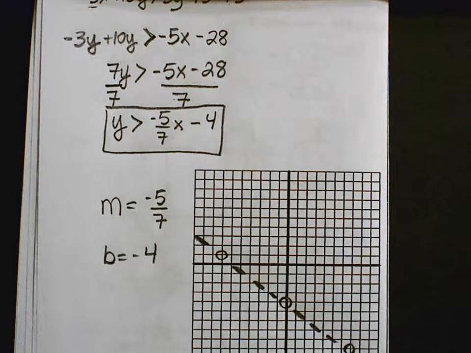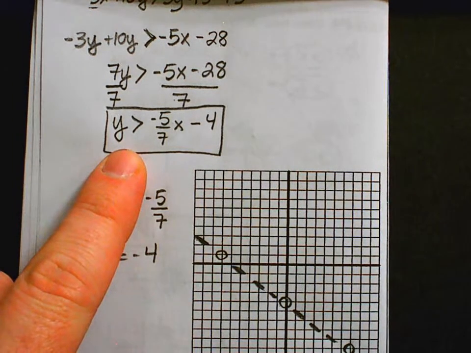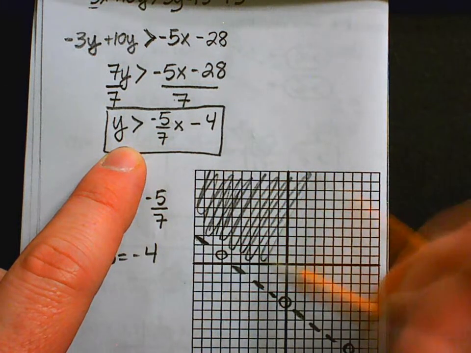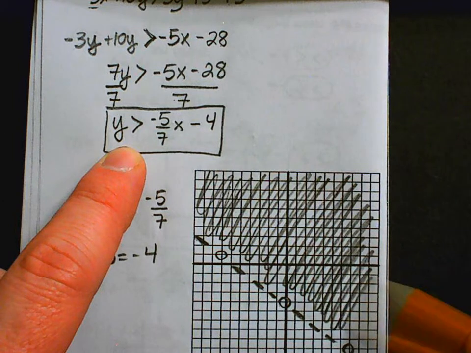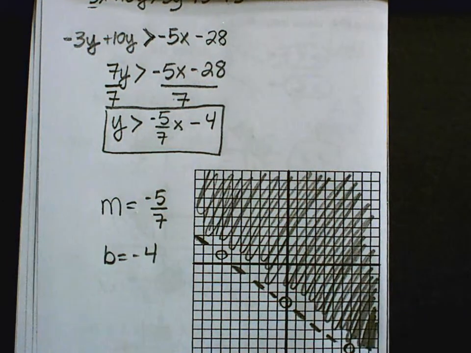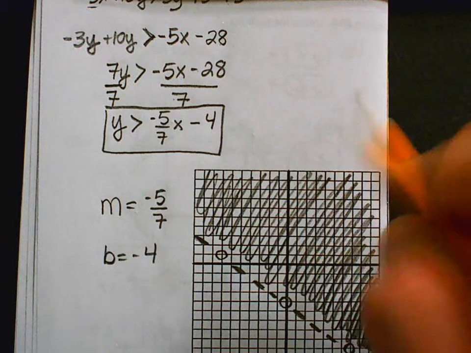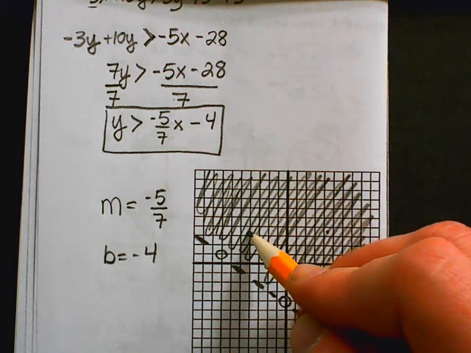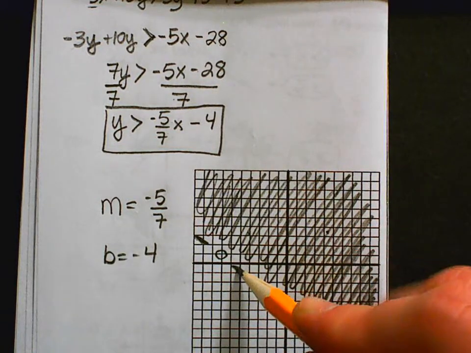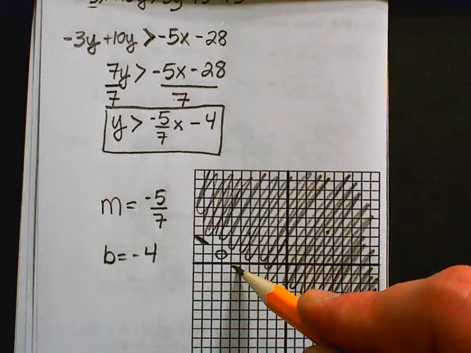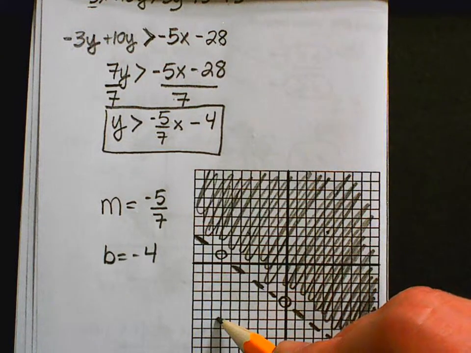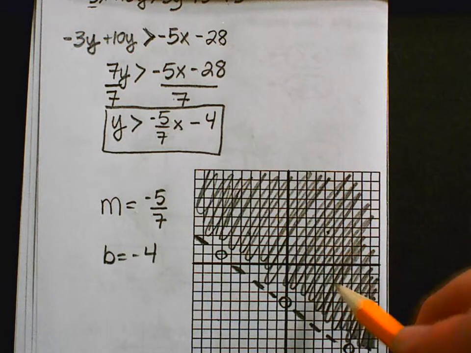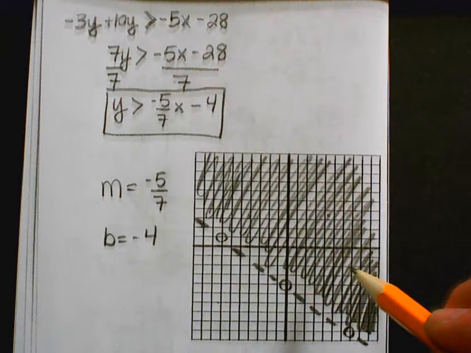Now our job is to shade. According to this, I need to shade above the line. So above the line would be over here. That means any point in the shaded region, like this point right here, is part of the solution. This point right here is not part of the solution because this is a dashed line. This would not be part of the solution because it's not in the shaded region. Only the points that are in the shaded region are part of the answer. Okay?